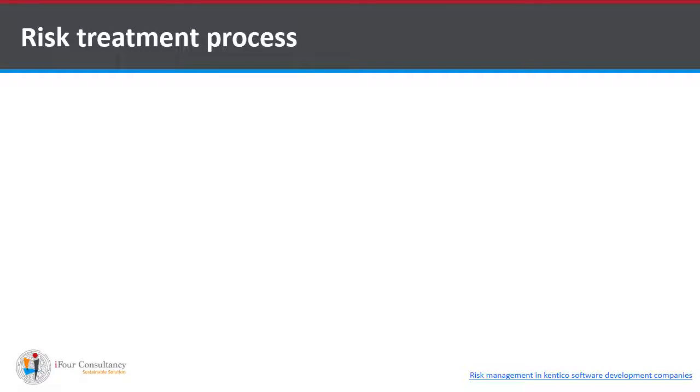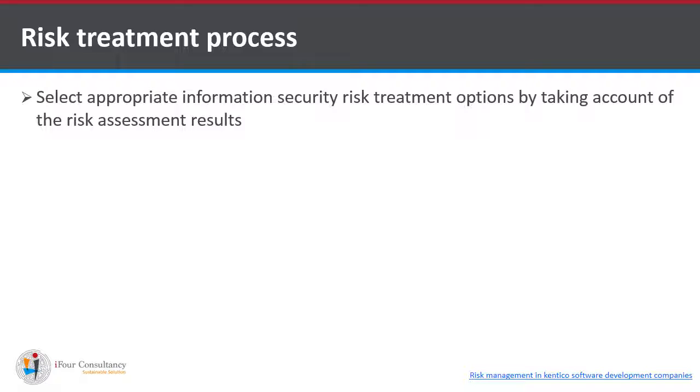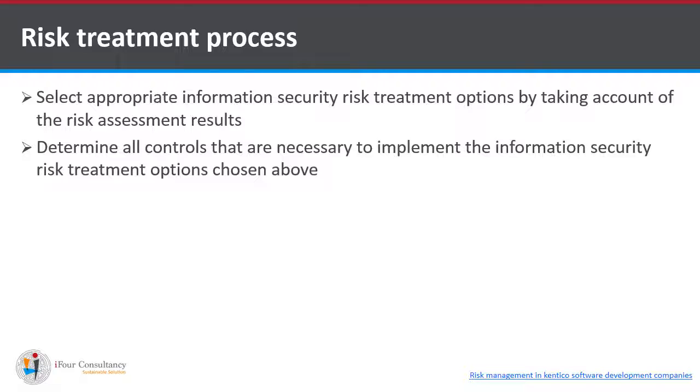So, what is the process for risk treatment? Firstly, select appropriate information security risk treatment options by taking account of the risk assessment results. These risk treatment options are covered further. Then determine all controls that are necessary to implement the information security risk treatment options chosen above.